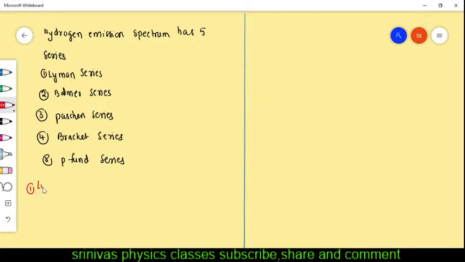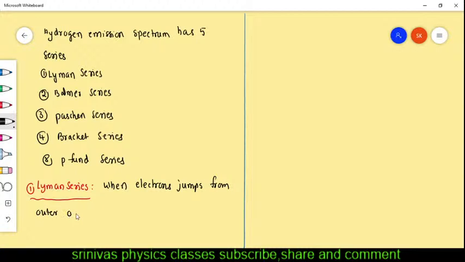Lyman series. First one is the Lyman series. In the Lyman series, the transition occurs to which orbit? Tell me. Okay, when an electron jumps from where to where? When an electron jumps from outer orbit to the outer orbit. Outer orbit means what? Higher orbits. Higher orbits are what? 2, 3, 4 like this.